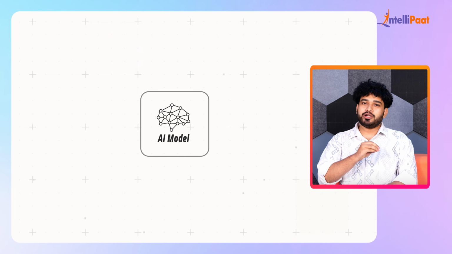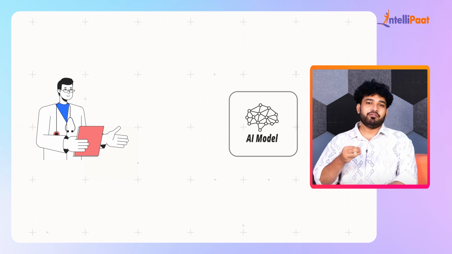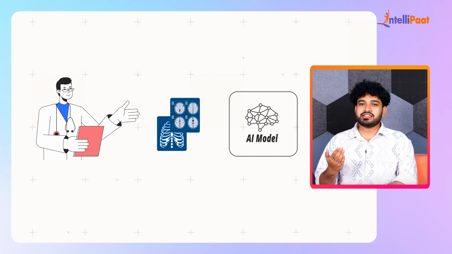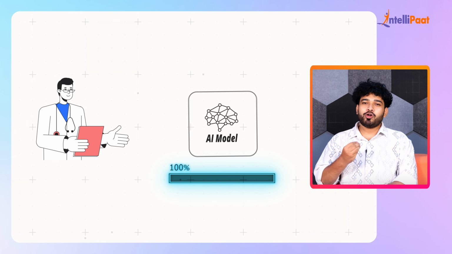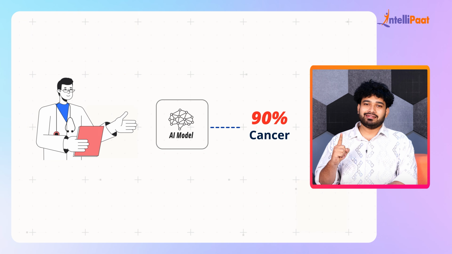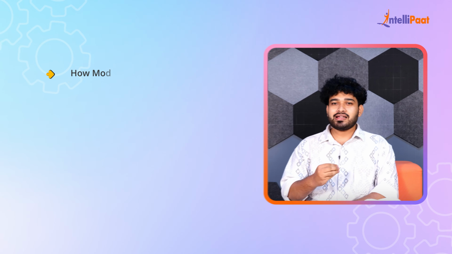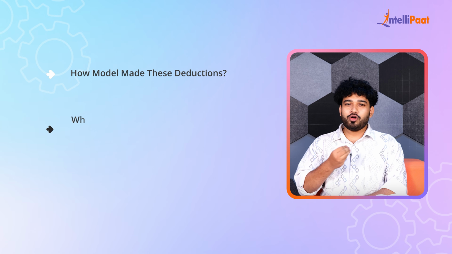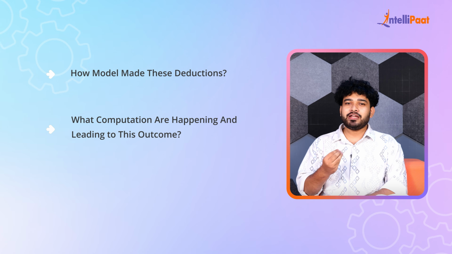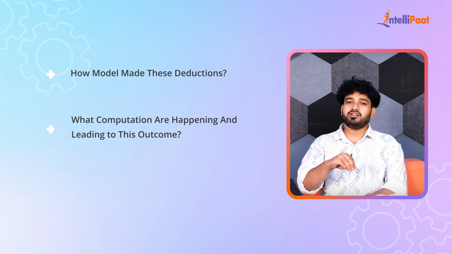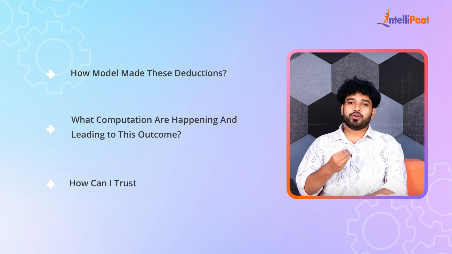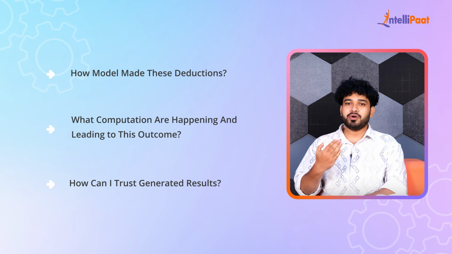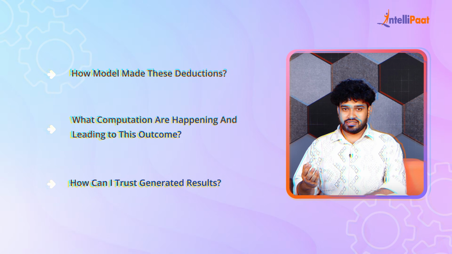Now I gave this particular model to the doctors. They put some patient samples through the model, and the model provided almost the right decisions. But this fact scared the heck out of the doctors. They asked, how exactly is this model coming to these particular deductions? What computations are happening behind the scenes to reach these decisions? And how can I trust the results generated by a machine to treat my patients?